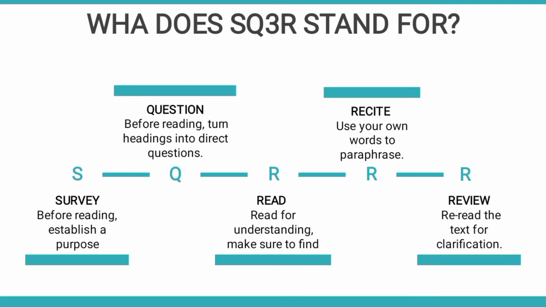So before you read, you should establish your purpose, and then before you continue reading, you should turn your attention to headings, and you turn those headings into questions. You should read for understanding, and then make sure that you find the important key concepts, or you find the answers to the questions. Then you should use your skill of paraphrasing to recite it, and you should also review or read through again for further clarification. So let's look at these in detail. So first up, survey.